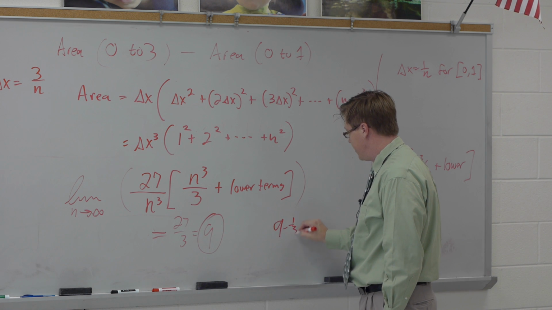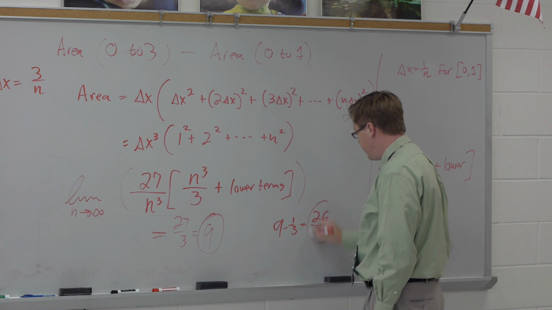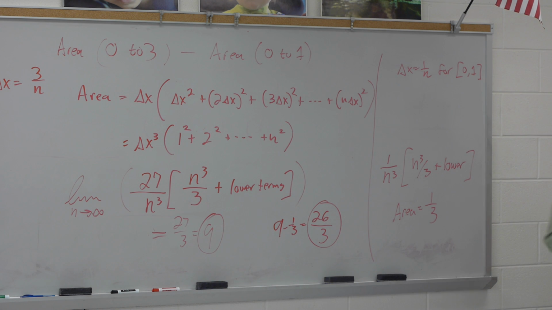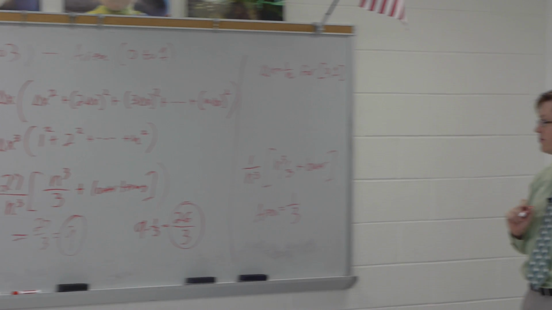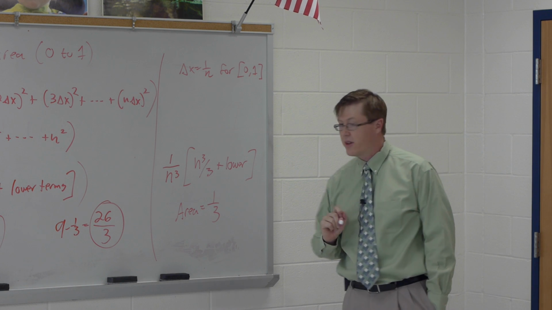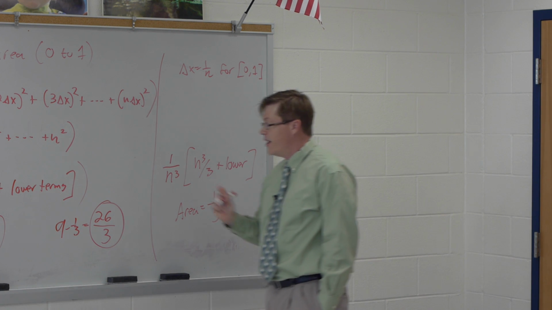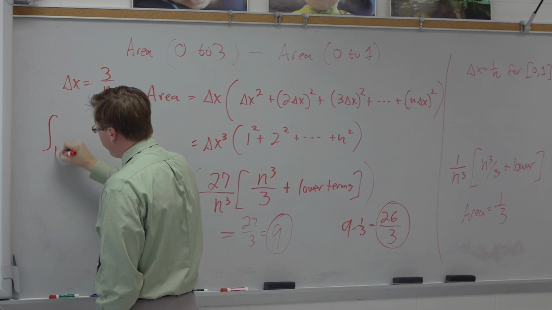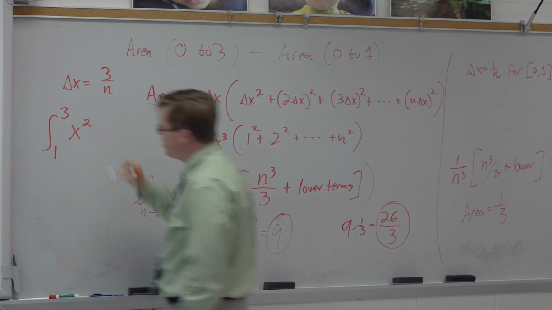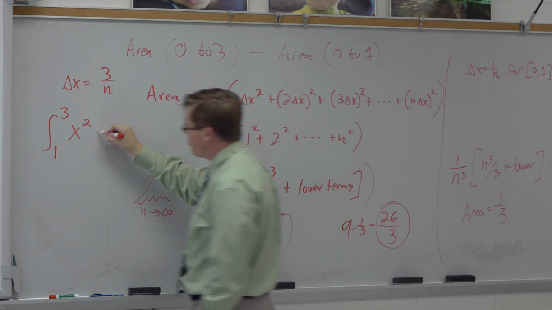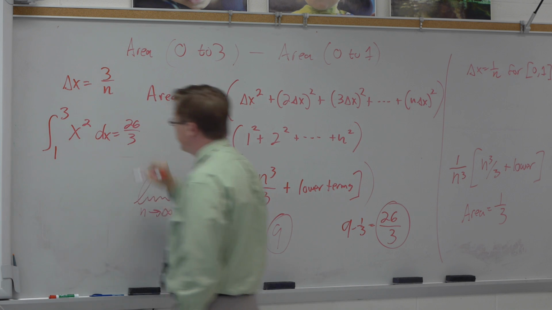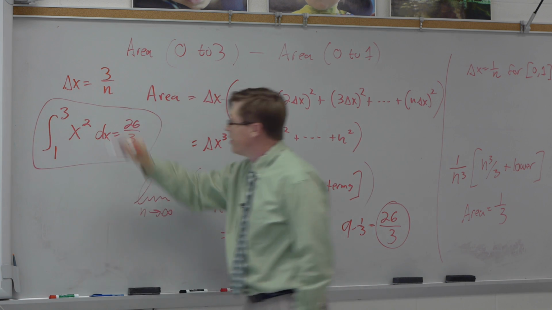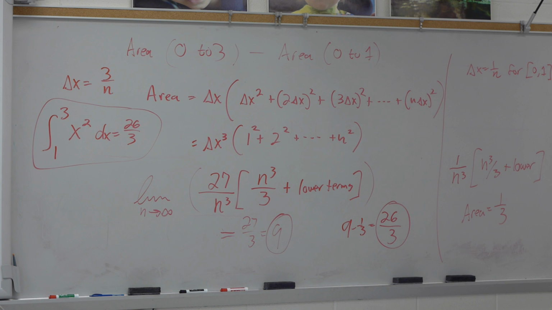So 9 minus the third is 26 over 3. And again, just to connect this to AB calculus, we just showed that the integral from 1 to 3 of x squared dx is 26 over 3. But again, that's just a connection from last year. We haven't made that connection yet in this class.